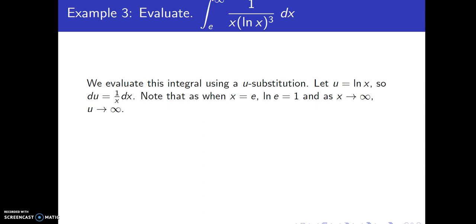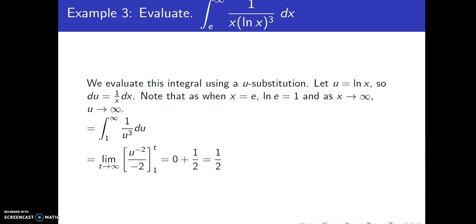So when we move to our u substitution integral, the bottom limit will change to 1. And as x goes to infinity, the natural log of x also goes to infinity. Therefore, as x goes to infinity, u goes to infinity. So our integral limits will change from e to infinity to 1 to infinity. So basically, that's what our new integral looks like. And if we're going to evaluate that, we think of it as u to the negative 3rd power. We add 1 to the power, then divide by that number. So we get u to the negative 2 over negative 2.